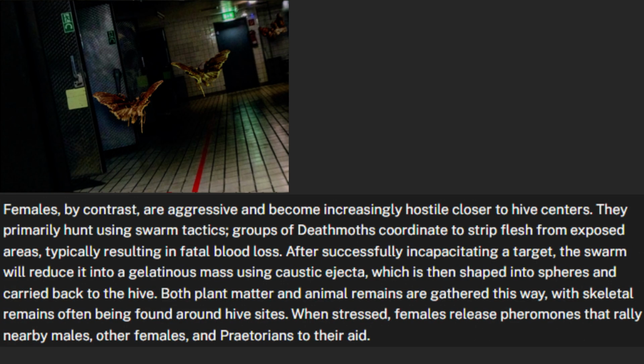Females, by contrast, are aggressive and become increasingly hostile closer to hive centers. They primarily hunt using swarm tactics. Groups of death moths coordinate to strip flesh from exposed areas, typically resulting in fatal blood loss. After successfully incapacitating a target, the swarm will reduce it into a gelatinous mass using caustic ejecta, which is then shaped into spheres and carried back to the hive. Both plant matter and animal remains are gathered this way, with skeletal remains often being found around hive sites. When stressed, females release pheromones that rally nearby males, other females, and praetorians to their aid.